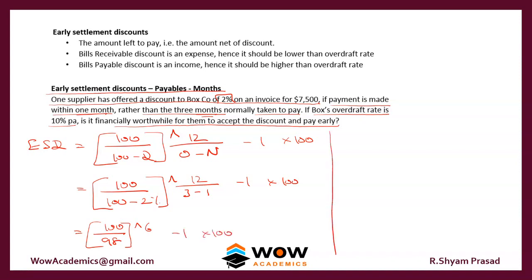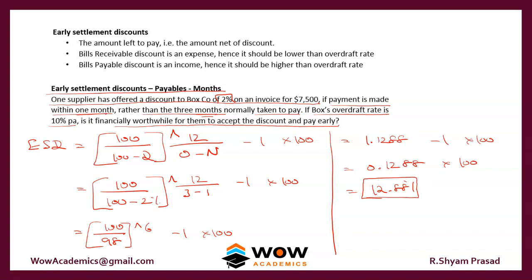So we'll continue here. The number comes to 1.1288, again minus 1 into 100. So the answer comes to 0.1288 into 100. So the answer comes to 12.88. So if you're going to accept the discount, it will be like getting a benefit of 12.88. So how does this actually work? See, if we are going to pay the supplier, we'll have a benefit of 12.88.